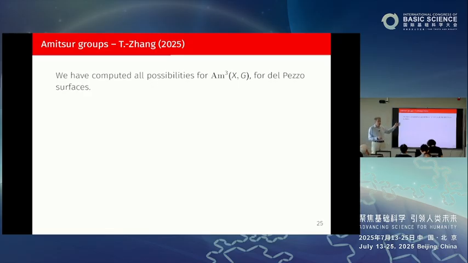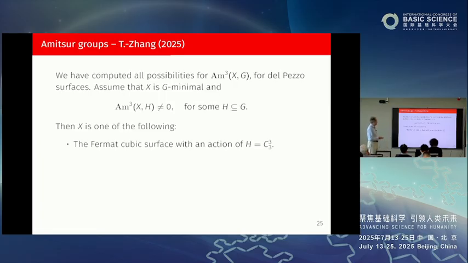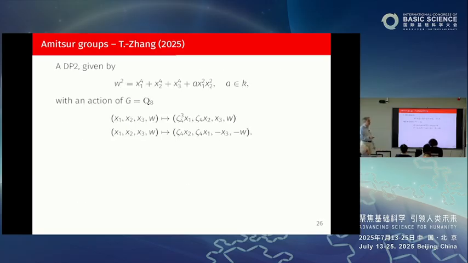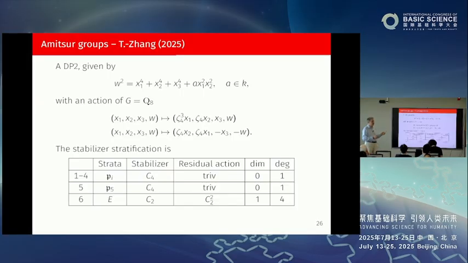Now, okay, so we're looking at Amitsur 3. We've introduced this. So we want to compute it for Del Pezzo surfaces. And so we computed everything in a recent paper with my student Zhang. Suppose it's non-zero, the surface is G-minimal. Then X has to be one of the following. It's the Fermat cubic with the action of C3 cubed. It's a Del Pezzo surface of degree 2 with some actions. But the most interesting one is this one with the action of Q8. So this is the only one where you have fixed points on all abelian subgroups.